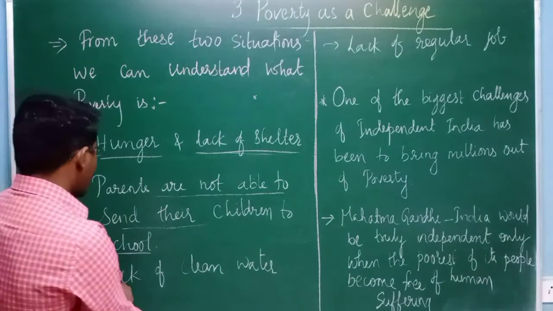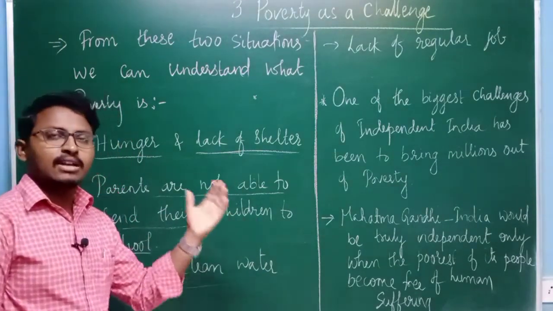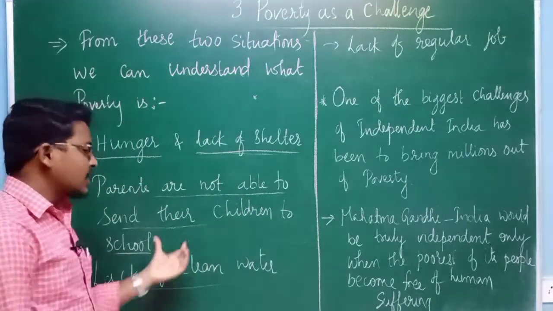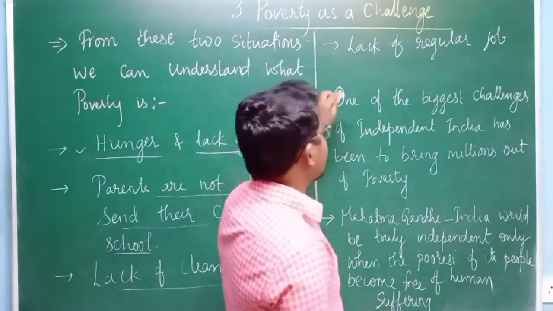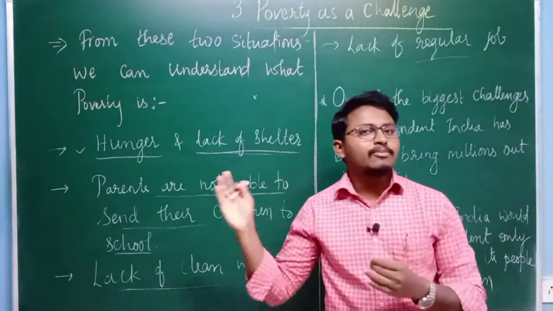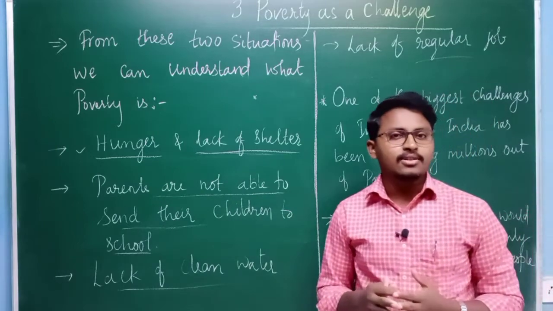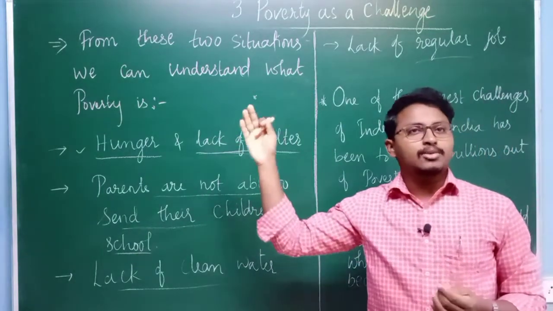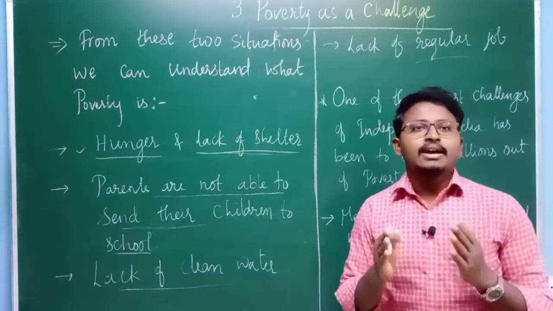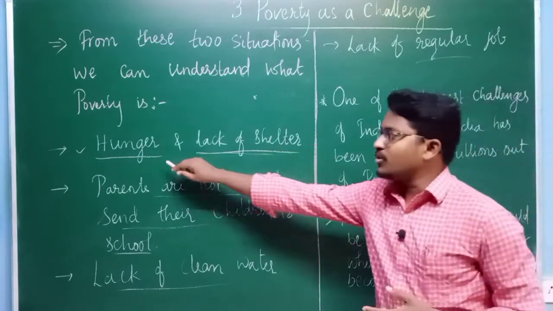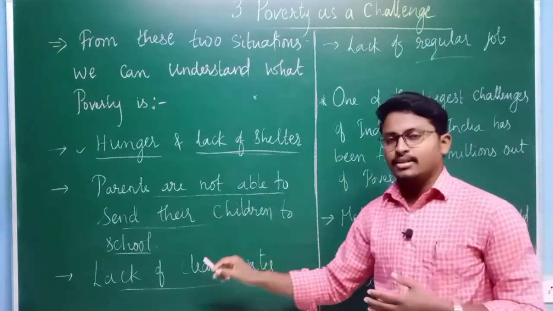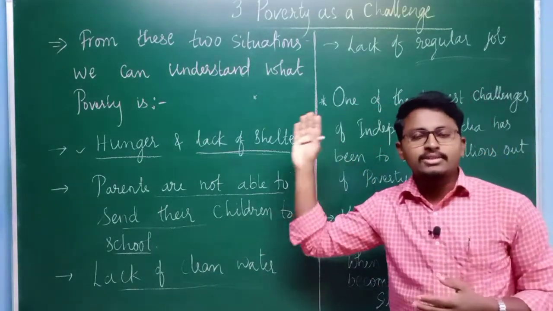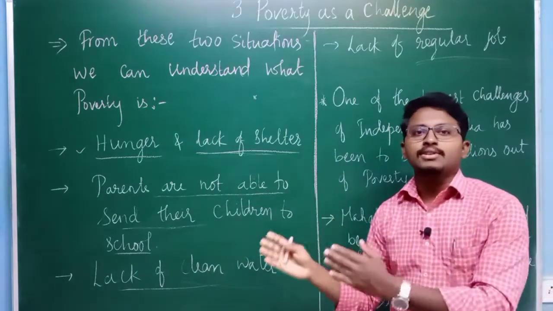Then you can also say lack of clean water. You can see both of them are living in the outskirts of the village as well as the city, where they are not able to get proper clean water. And at the same time, lack of a regular job. One person in rural areas works as an agricultural worker, and after some time he may not find a job, and the other person, in the urban case, also might not be able to find a regular job. So all these situations, facing hunger, lack of shelter, not sending children to school, lack of clean water and lack of a regular job, can lead to the situation of poverty.